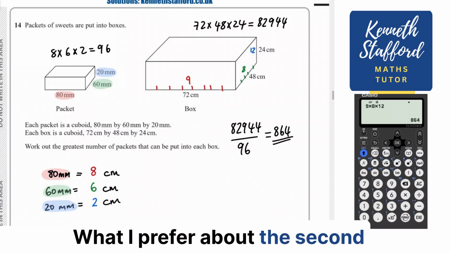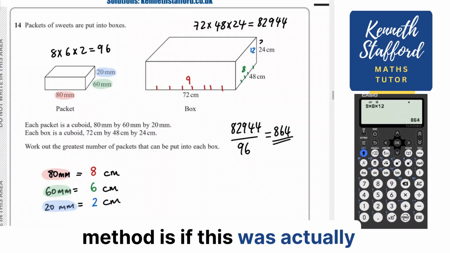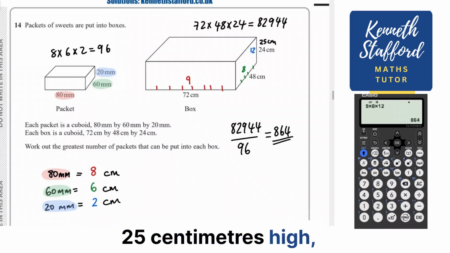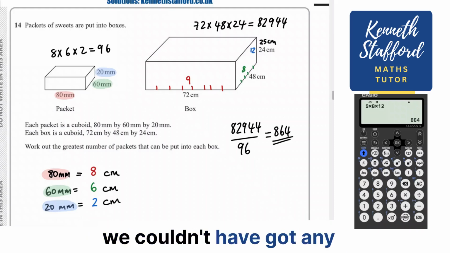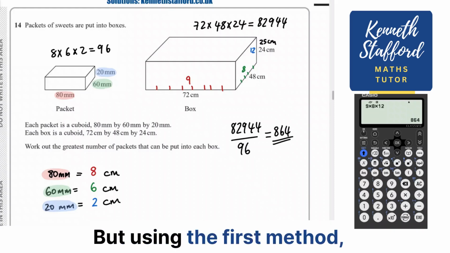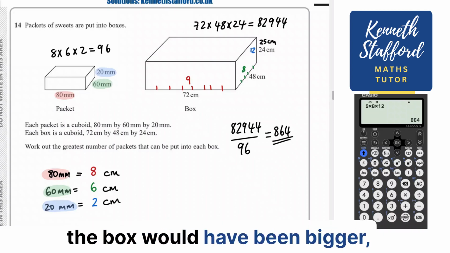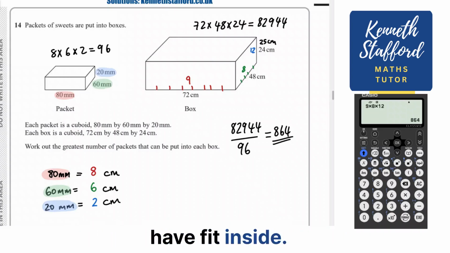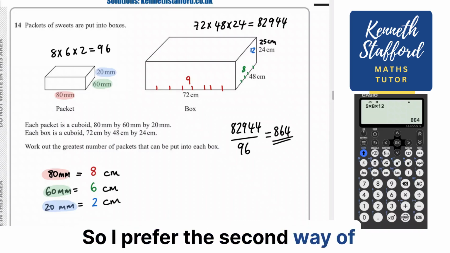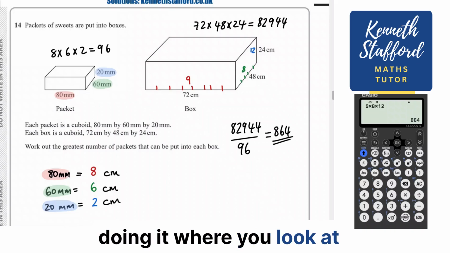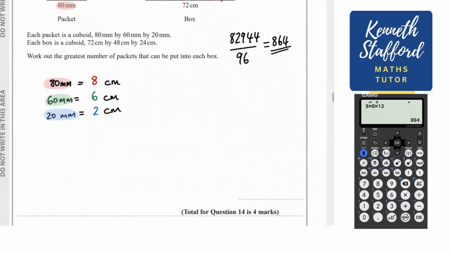What I prefer about the second method is if this was actually 25 centimeters high, we couldn't have got any more packets in. But using the first method, we might have felt like we could because the overall volume of the box would have been bigger, but they actually wouldn't have fit inside. So I prefer the second way of doing it, where you look at fitting them inside.